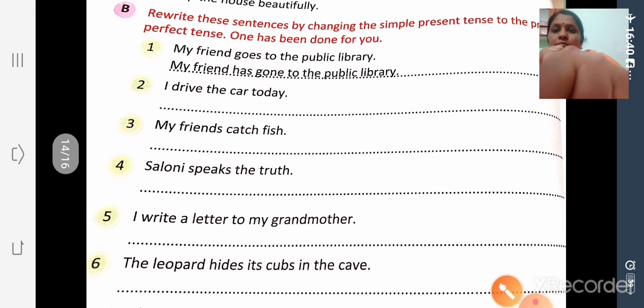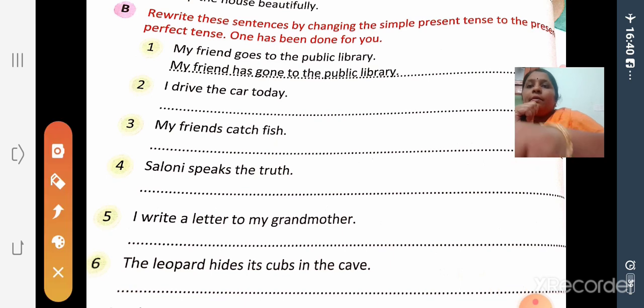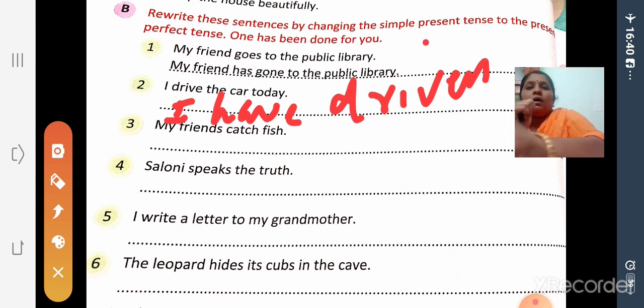Okay, now rewrite these sentences by changing the simple present tense to the present perfect tense. One has been simple present tense തന്നിട്ടുണ്ട്, നമ്മൾ അതിനെ present perfect tenseലോട്ട് ആക്കണം. My friend goes to the public library. My friend singular, so has gone to the public library. I drive the car today. So I വരുമ്പോൾ have ചേർക്കും. I have driven. I have driven the car today.